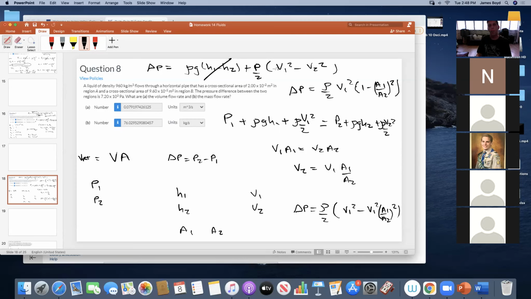You can solve this for V1 pretty easily. I'll do it down here. V1 squared is equal to delta P divided by (rho divided by 2 times (1 minus (A1 over A2) squared)). Once you do that, you can take the square root and get V1. Once you have V1, just multiply V1 times A1, or VA times A, and you'll get this volume flow rate.